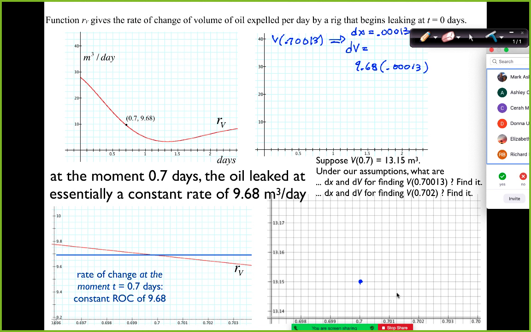Okay. And so dx, 0.00013. Where does that put me? This is 0.001. So 0.00013 is like what? Is that 13% of the way to 0.001? So it's pretty short right there, like that.